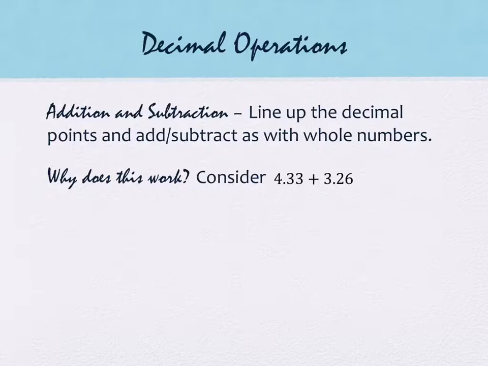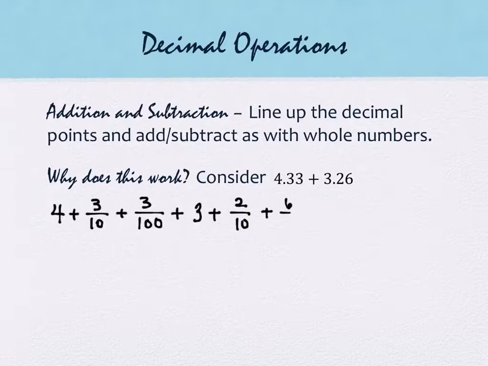So if you take the 4 and 33/100ths, this is actually the same as 4, and I'm going to break it apart by place value specifically. This would be 3/10ths and then 3/100ths. And then the 3 and 26/100ths would be 2/10ths and 6/100ths. That's what it would be if we broke it apart by individual place value, or written out in the expanded base 10 form that we talked about last time.